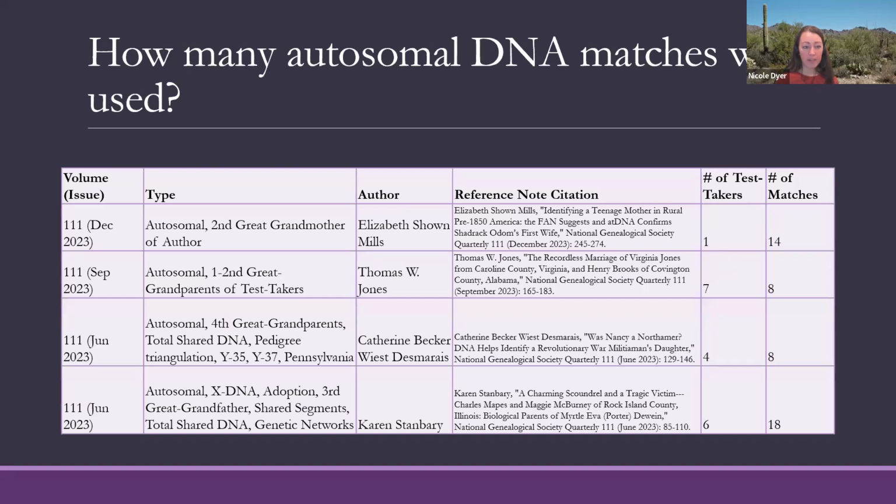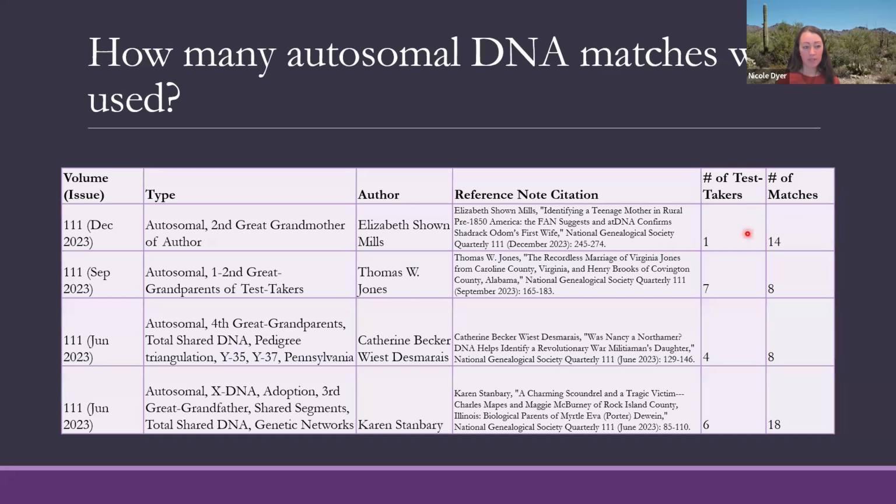Now, with the cases in the National Genealogical Society Quarterly that have been solved with DNA evidence recently, I read through those and looked to see how many test takers there were. The test takers are usually the author, or the author and their siblings, or the descendants of the research subject. And then the matches are the descendants of the hypothesized ancestor that the case study is trying to prove.